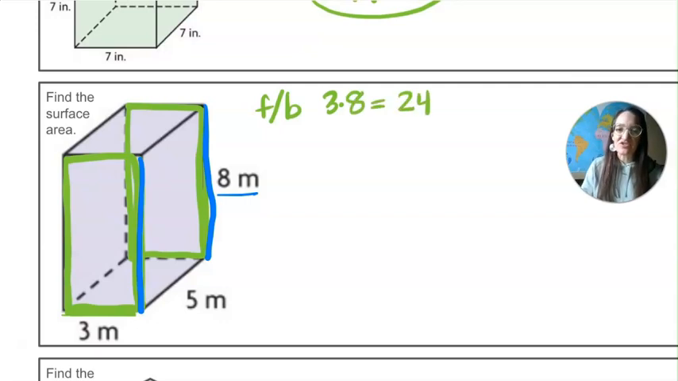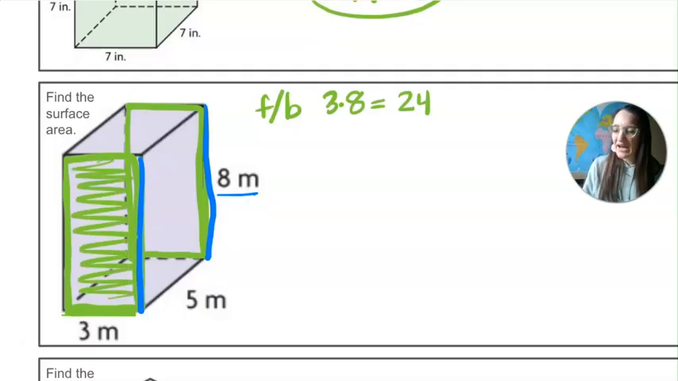Okay, now that's just the front. That was this right here. If I want to do both sides, the only thing I have to do is times it by 2, and I get 48 meters squared. That's for the front and the back of that rectangular prism.